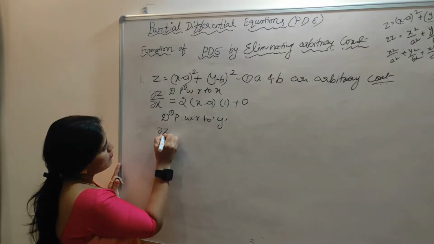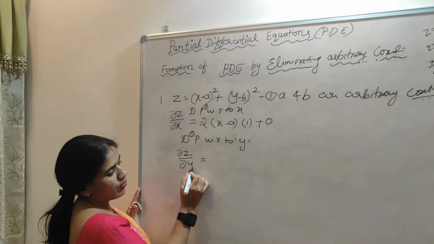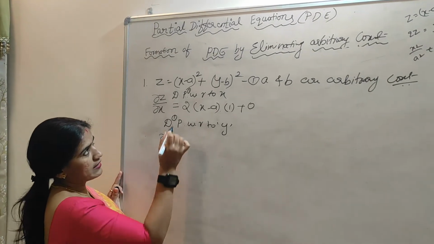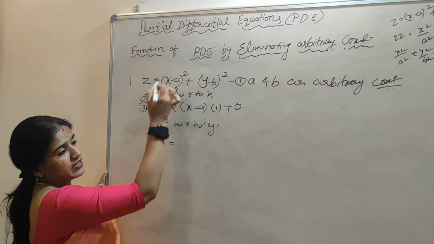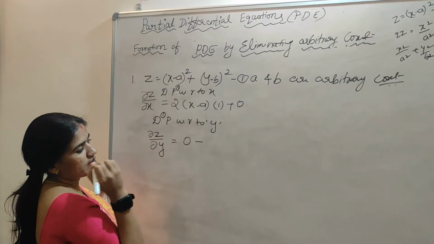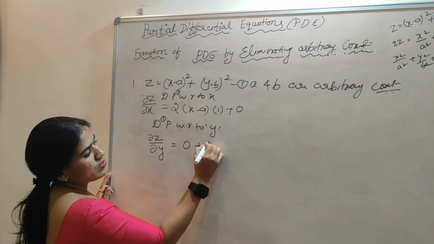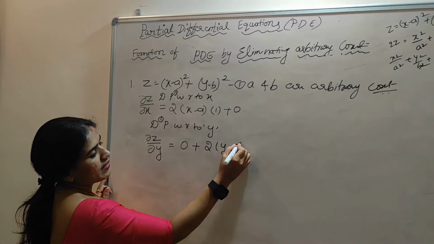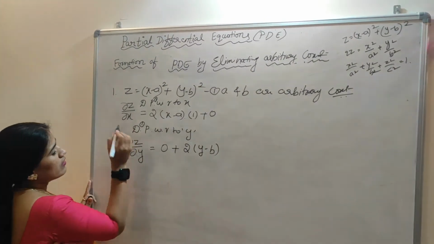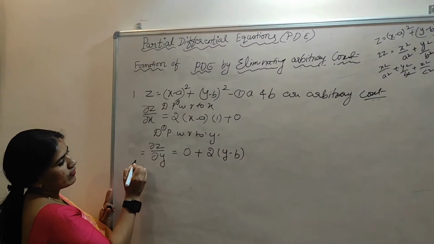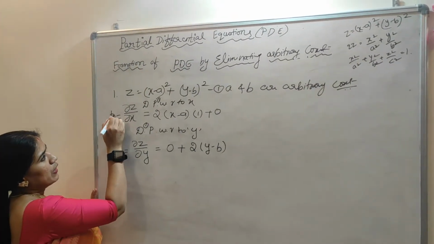So dou z by dou y means treating x as constant. So x is constant, a is an arbitrary constant, and this complete first term is constant. Constant differentiation with respect to y is 0, plus y minus b whole square gives 2 of y minus b, and y differentiation is 1. So here dou z by dou y is q, and dou z by dou x is p.